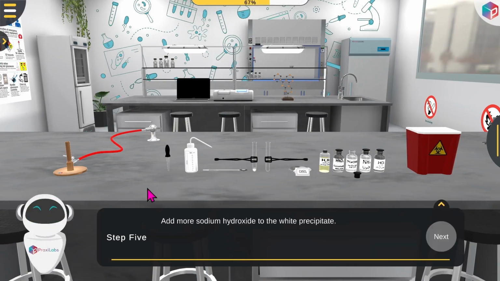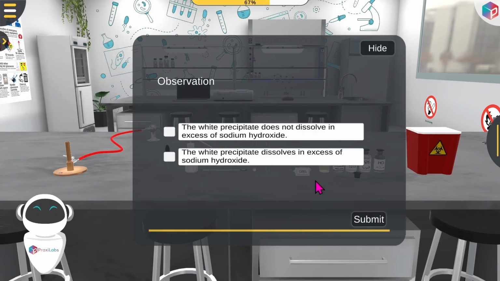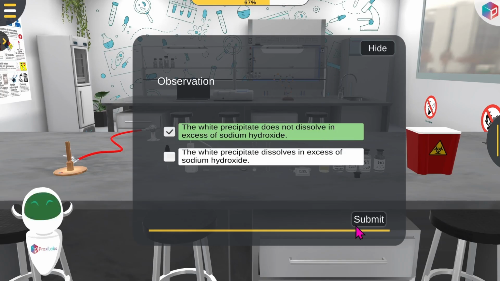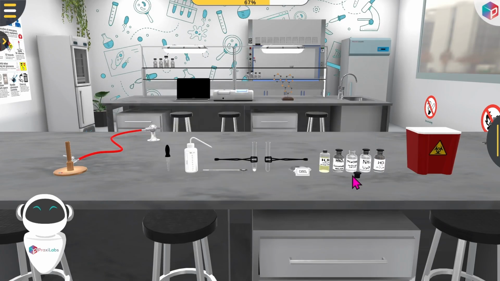Step 5. Add more sodium hydroxide to the white precipitate. Observation: the white precipitate does not dissolve in excess of sodium hydroxide. Result: the salt reacts with sodium hydroxide, resulting in white precipitate of cadmium hydroxide, which is insoluble in excess of reagent.